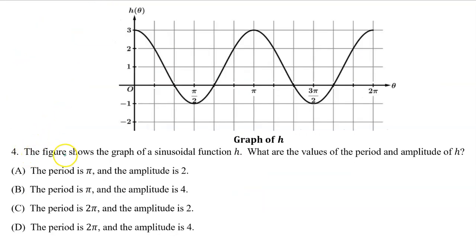Number 4. The figure shows the graph of a sinusoidal function h. What are the values of the period and amplitude of h?